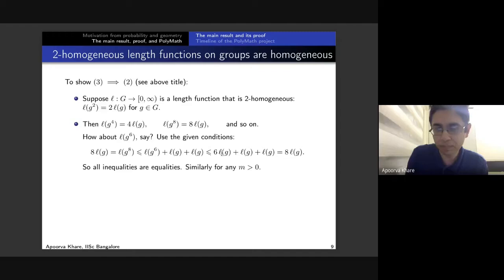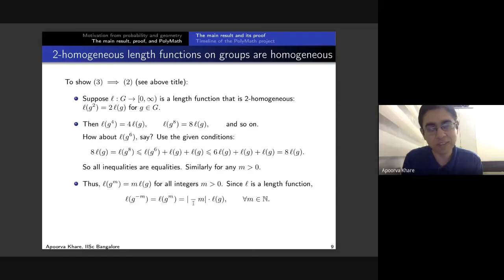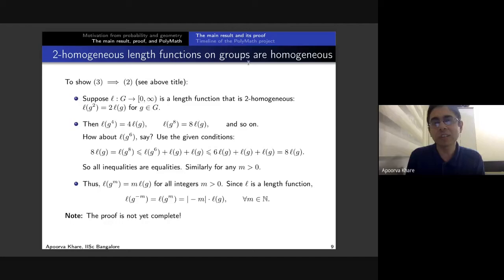But you can similarly do negative powers, because that's the same by symmetry. Okay, so that's why 2-homogeneous length functions are homogeneous. But the proof of 3 implies 2 is not complete, because I also need to prove that if I have a 2-homogeneous length function, which is a left-invariant metric, then that metric must be right-invariant as well. So I have not yet proved the right invariance. And okay, we'll do that.